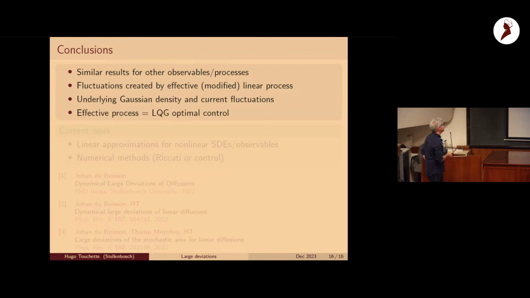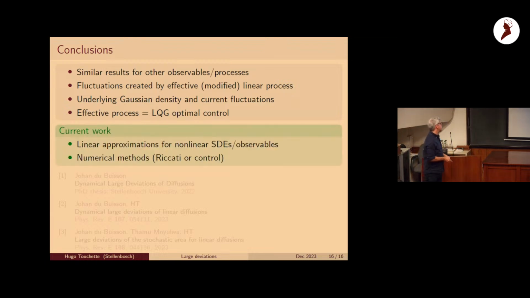Okay, so one thing I haven't mentioned, which is also in the paper, is that there's a strong control connection. Whenever you see these Riccati equations, if you're familiar with control theory, you will know that these equations arise in control theory, and there's a way now also to give an interpretation of the effective process in terms of an optimally controlled process that realizes specific fluctuations.